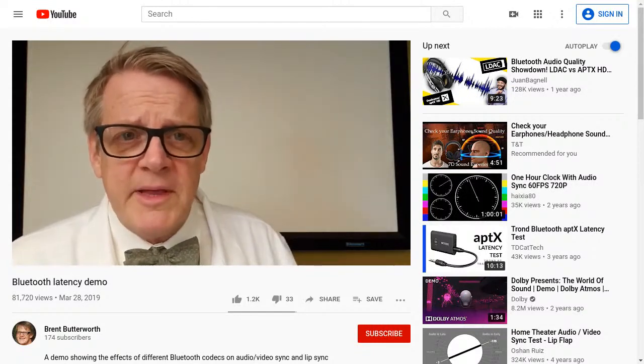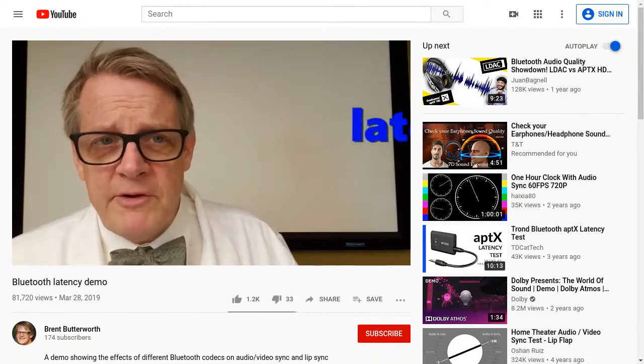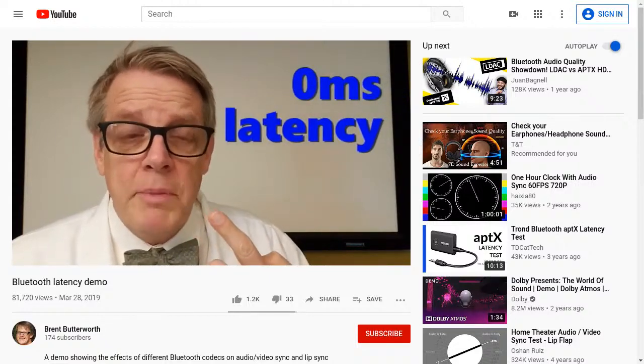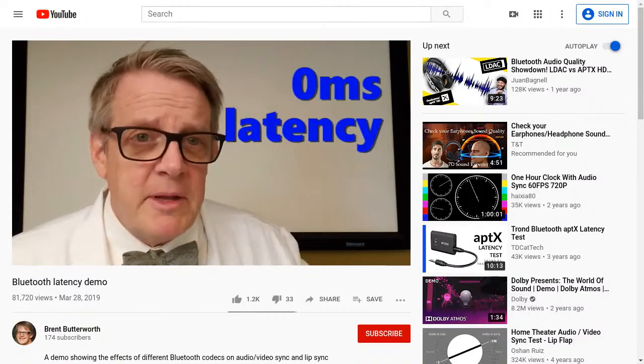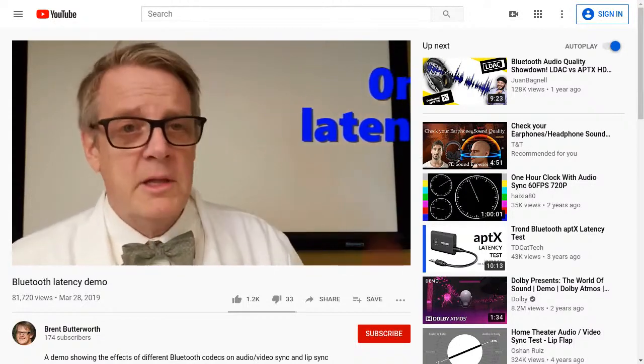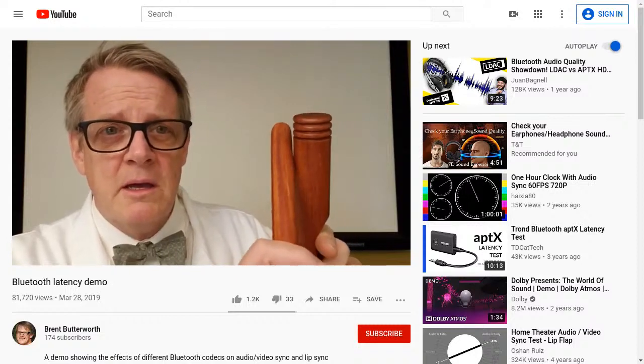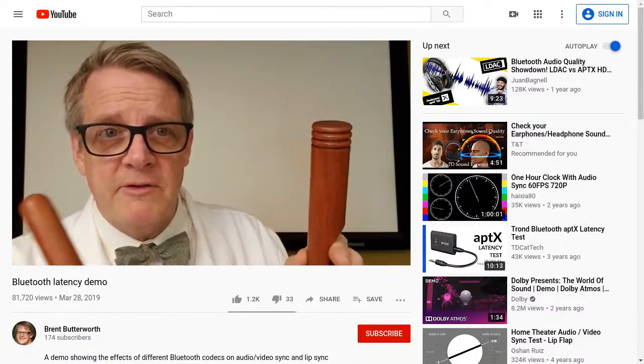So let's demonstrate that. We're looking at right now 0 latency. So my lips are in sync, I hope. And you can see if I pull out this clave, that the clave should be in sync. The picture of the clave should be in sync with the sound.